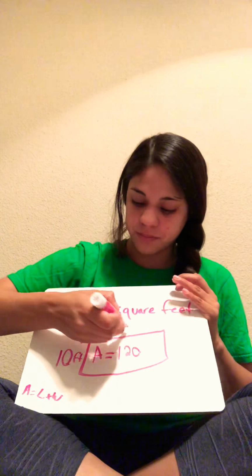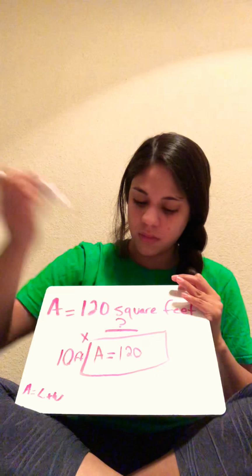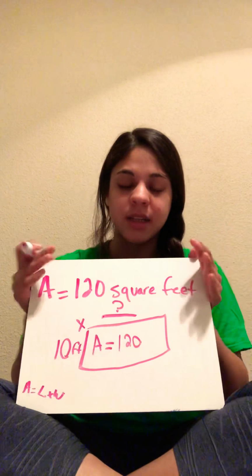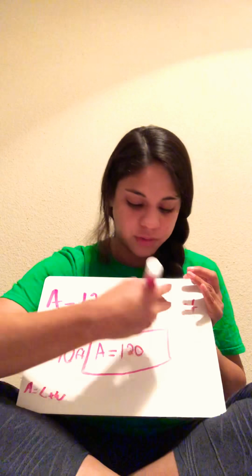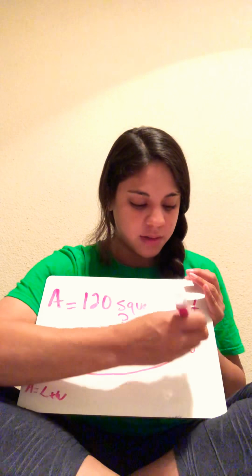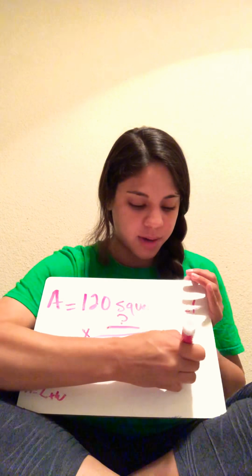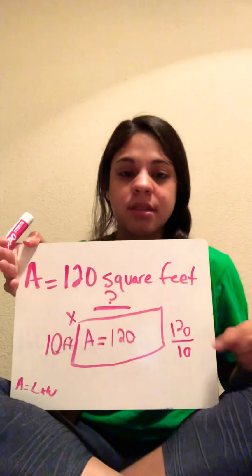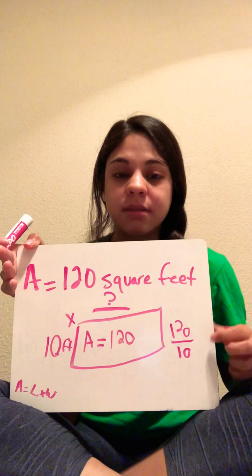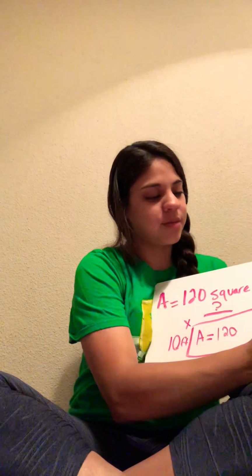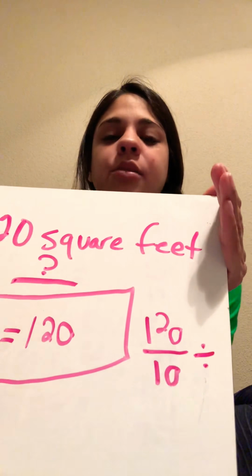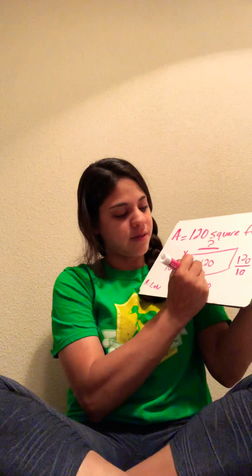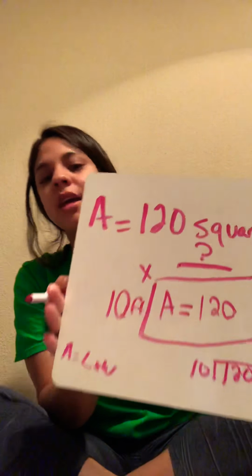So then, what's the opposite of multiplication? Well, it should be division, right? So then I will do 120, and I'm going to divide it by 10. Remember that fractions, this bar right here in the middle, also means divide. I did it this way to remind you about that little bar right there. So now, I know that if I divide 120 by 10, I should be able to get my width.